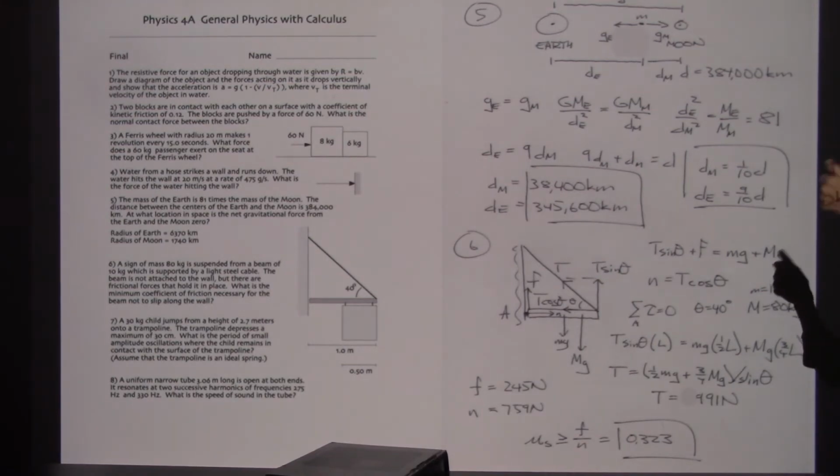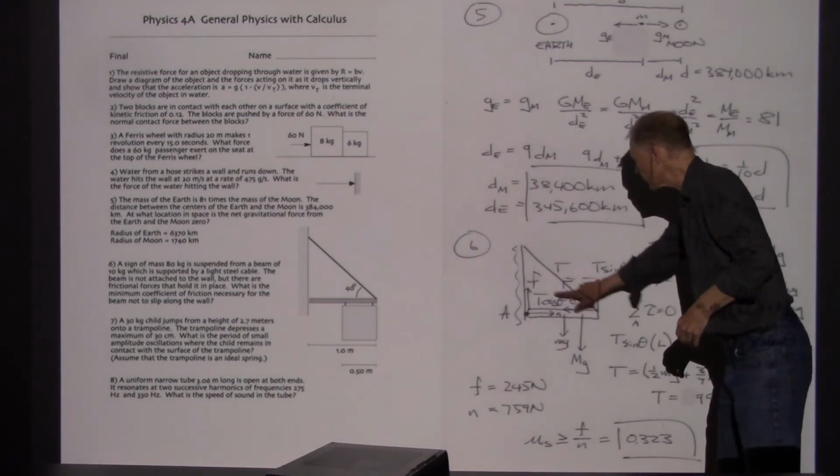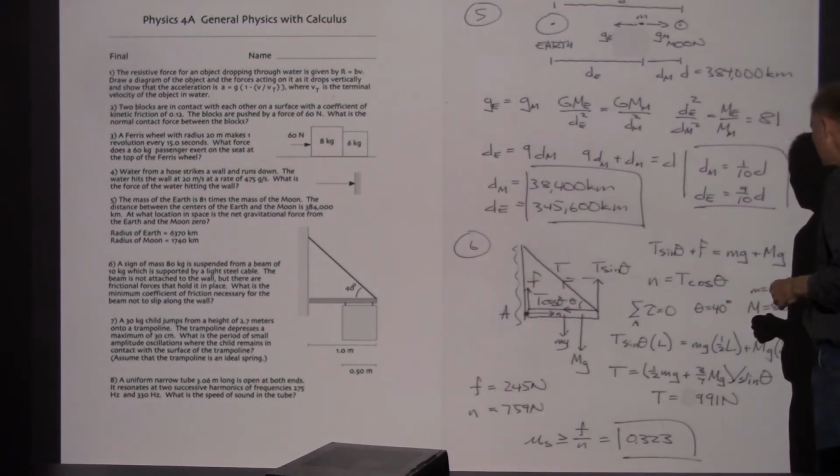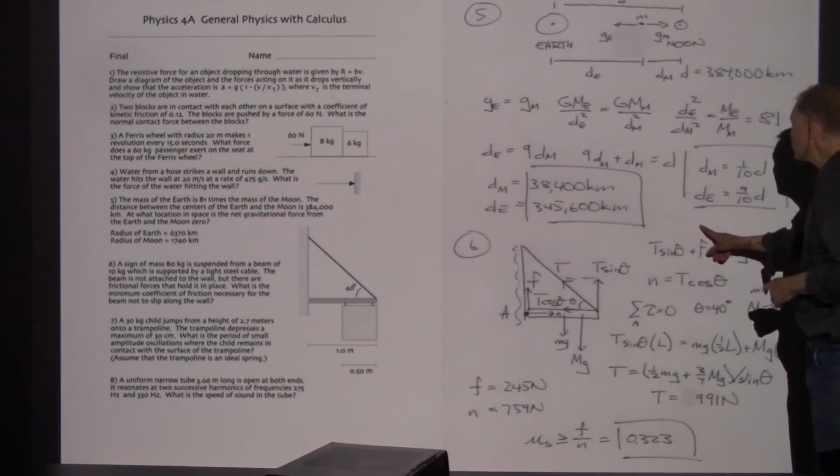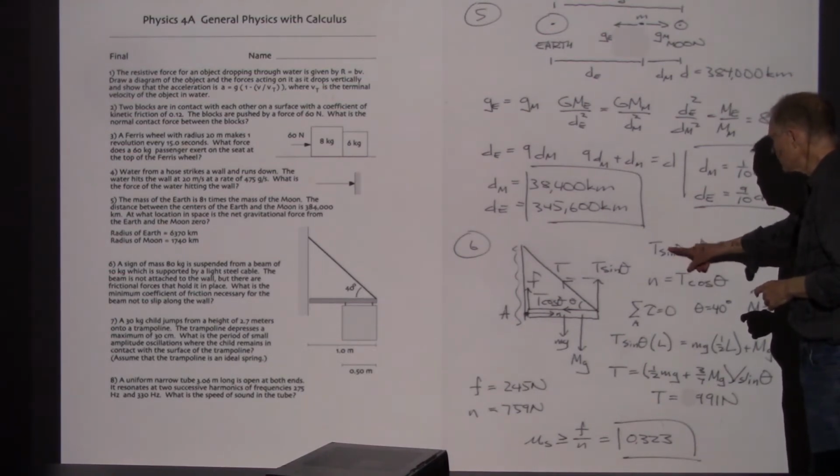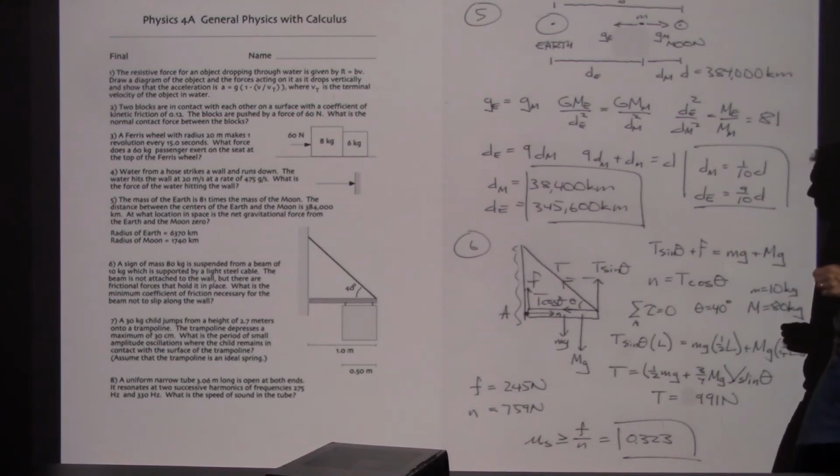I guess we could have solved, yeah, that would have worked too. We could have done torques around here to get friction, and once we get friction, we could have solved for T. So yeah, either place would have worked in terms of torques.